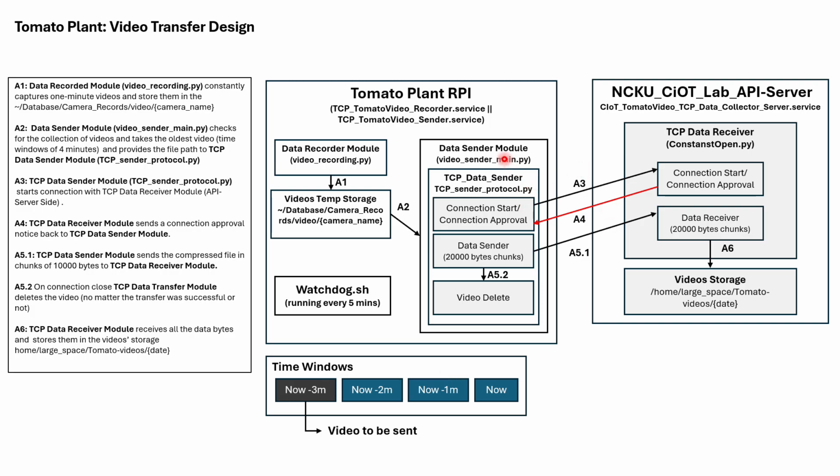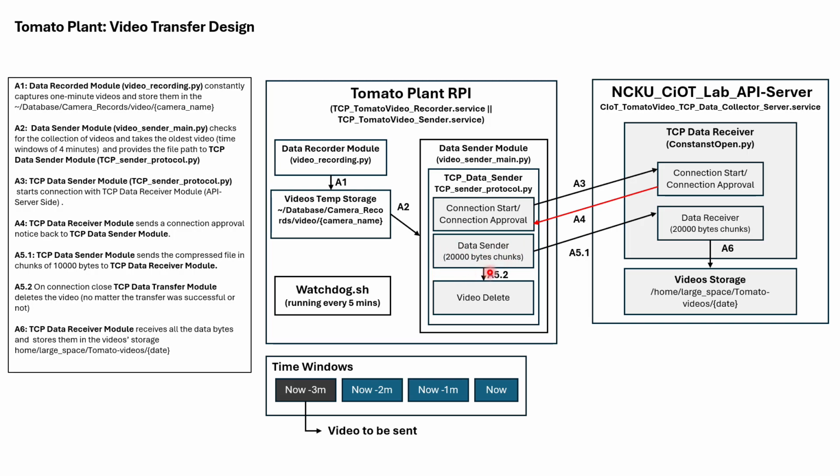To send the file, we have the TCP sender protocol.py. The video sender main.py will call this function and start the connection with the API server. As you know, since we are using TCP, we need to request confirmation, and then the API server's constants open.py will send a request approved, and then we will start sending the data in chunks of 20,000 bytes.